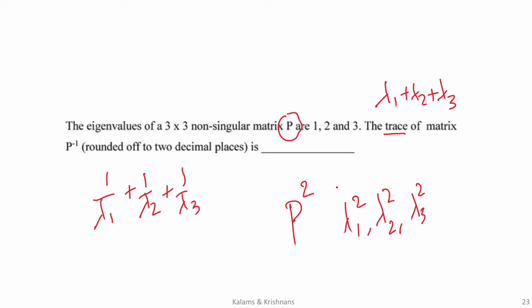If you know those properties, you can write this answer in 5-10 seconds. You are done. 1 plus 1 by 2 plus 1 by 3, you do it, and you get 11 by 6. Yes, you get that. You move on to the next question. This is what you are supposed to do in the GATE. There will be many questions like this. This is the type of question that the IIT professors who set the GATE paper like to ask.